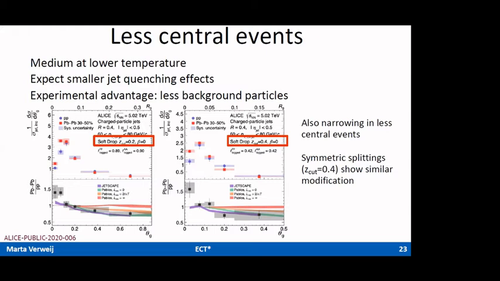And also for these symmetric splittings, you actually see quite a similar modification, which is not completely seen by the models, but then the models also find it hard to go to these very small angles. So it's a bit of an incomplete picture in that sense. But at large theta g, you can definitely see that this hybrid model version with the resolution length set to infinity is disagreeing with the data, which you can also see on the left-hand side.